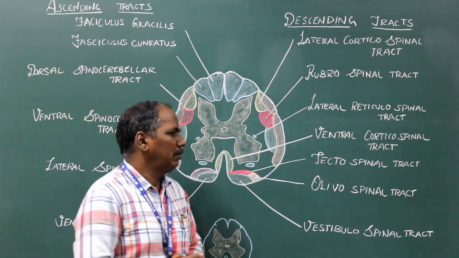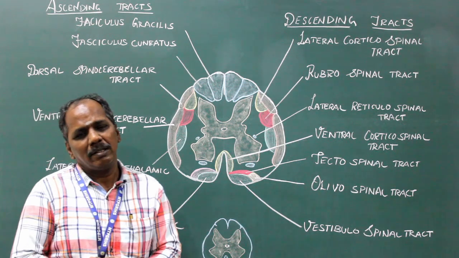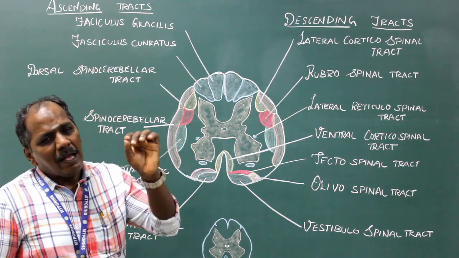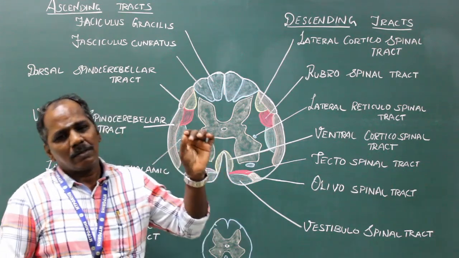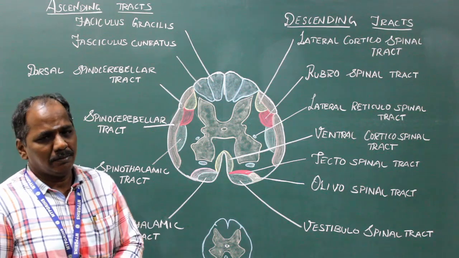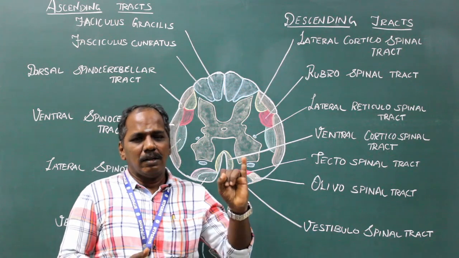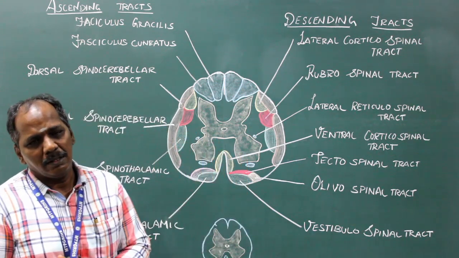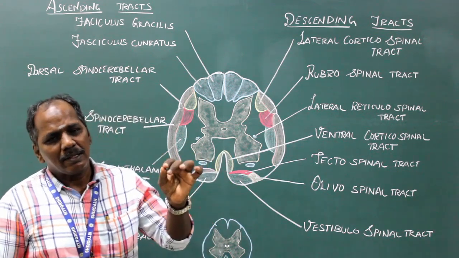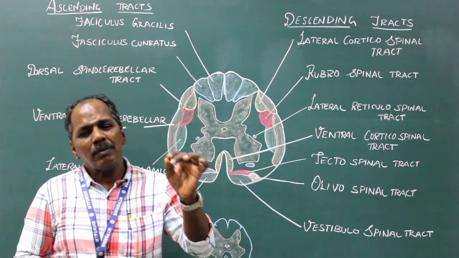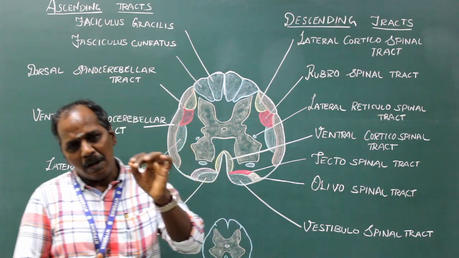Descending tracts. Descending tracts are motor tracts, which carry impulses to the spinal cord from the brain. They are of two types. Number one, pyramidal tract. Number two, extrapyramidal tract. These two systems have control over the motor activity of the body through the lower motor neuron.